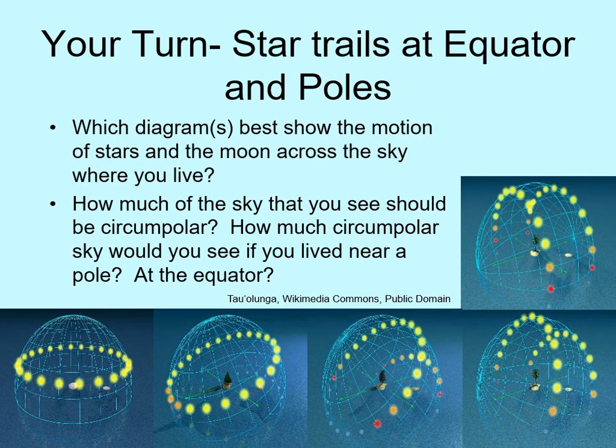In addition to showing the path of the sun across the sky, these same diagrams can help us imagine the daily or nightly motion of any other astronomical object, because these motions also result from the Earth's spin. With this in mind, decide which diagrams best show the motion of the stars and the moon across the sky where you live. Remember that we define the part of the sky that does not rise and set as circumpolar.